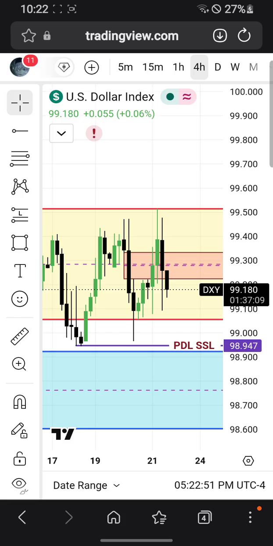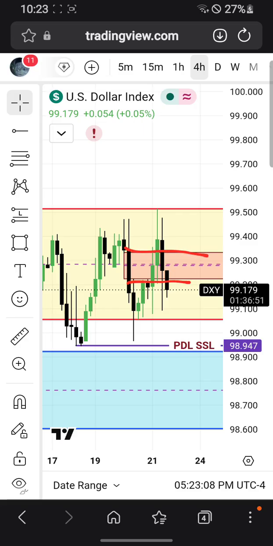Now let's go to DXY. Everything here, this is the origin of the trade. This is what I was expecting this morning. You see all this up move to come and take this high? It was not expected.